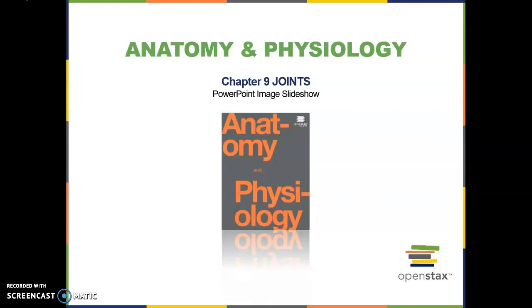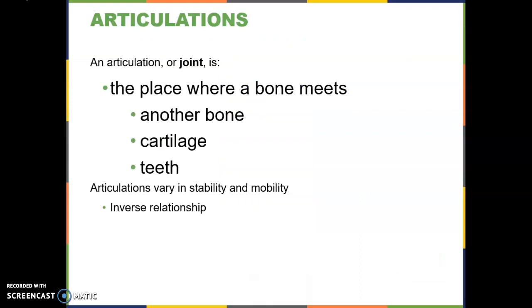Today we are going to move on to chapter 9, which is joints. And how do we define a joint? Now, the fancy term for joint is articulation. And articulation is defined as a place where a bone meets another bone, a bone meets a cartilage, or a bone meets a tooth. So remember that articulation or joint is not only the connection between a bone and a bone, but it also refers to articulation between bone and a cartilage and bone and a tooth.